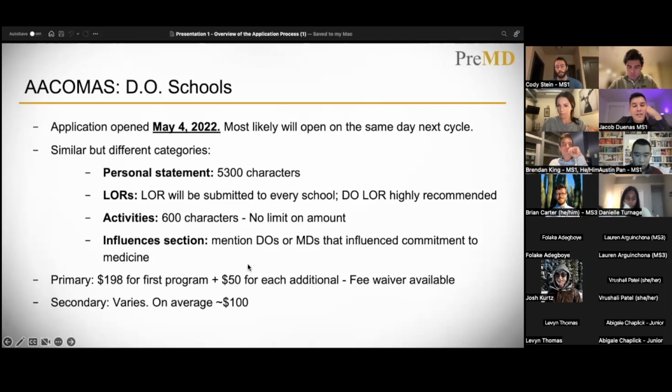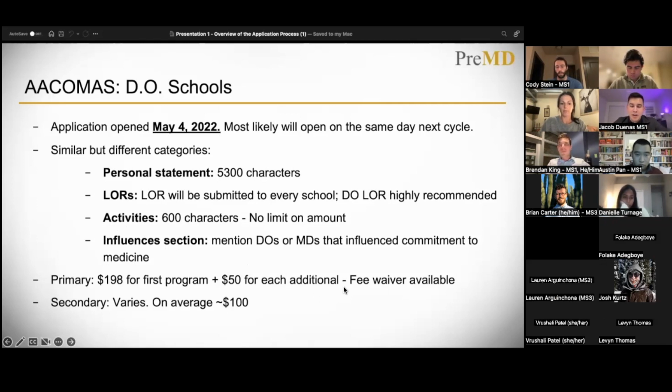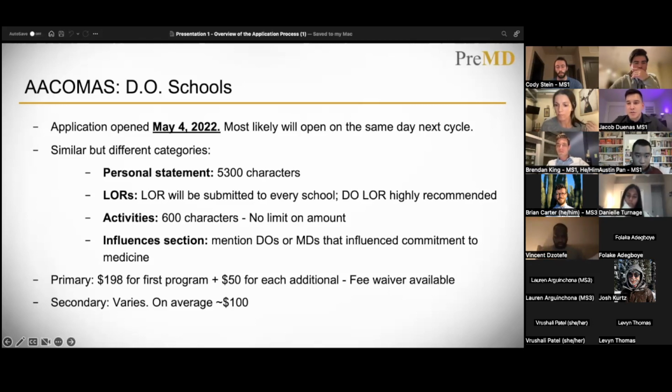The cost, again, is very similar to the AMCAS: $198 first, $50 for each additional, and there are fee waivers available. And then again, the secondaries also have a fee associated with them, so keep that in mind for these as well. DO schools are just as great as MD schools. If this is something that you are considering, or you think you've done research and would be interested in, it's a great option.